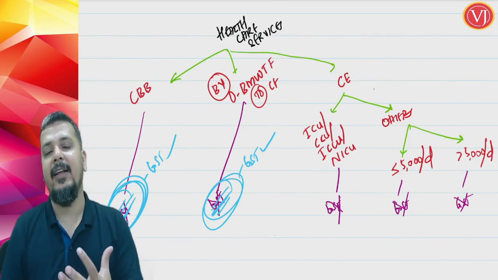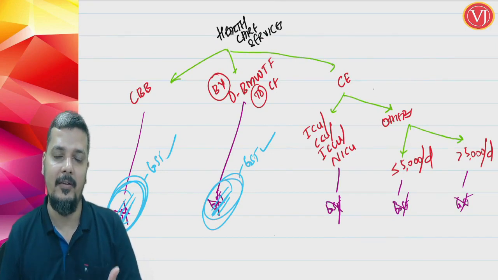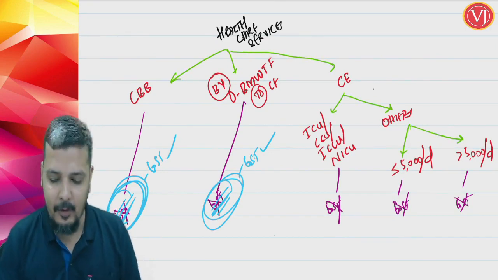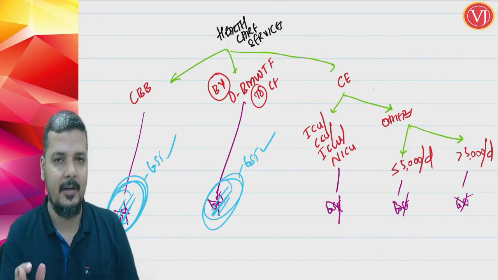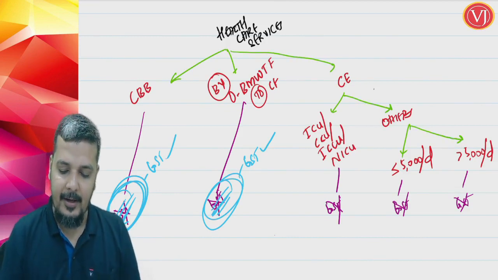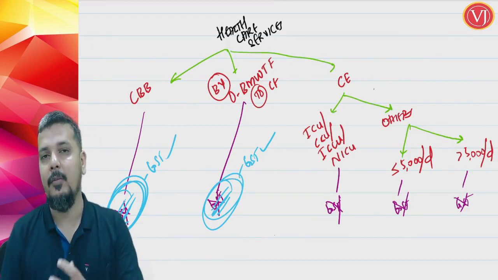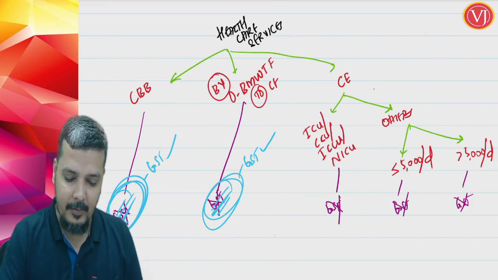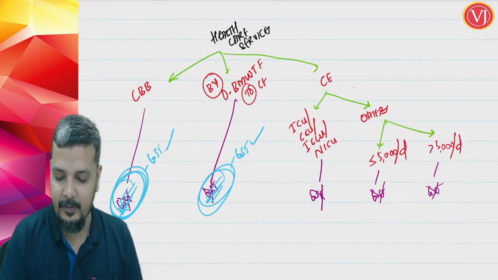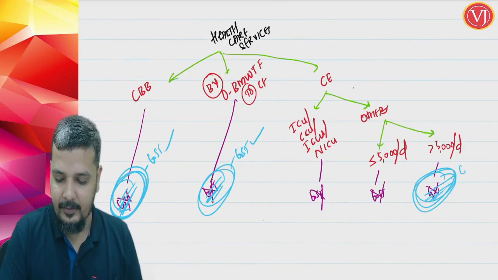Now when you're talking about clinical establishment, if it is with respect to your ICU, CCU, ICCU or NICU, irrespective of the room rent charges, whether up to 5,000 per day or more than 5,000 per day, it was exempt earlier, now also it is exempt. And for others, if the room rent charges are up to 5,000 per day, then it is exempt. But if the room rent charges are more than 5,000 per day, previously it was exempt, now it is taxable.